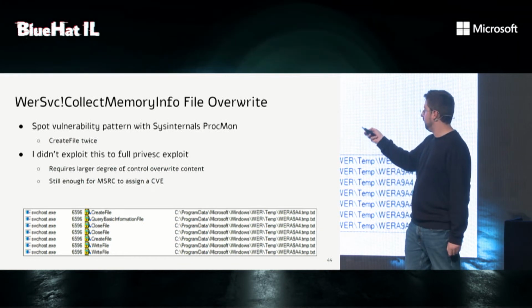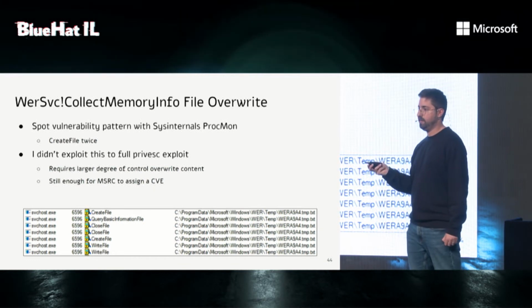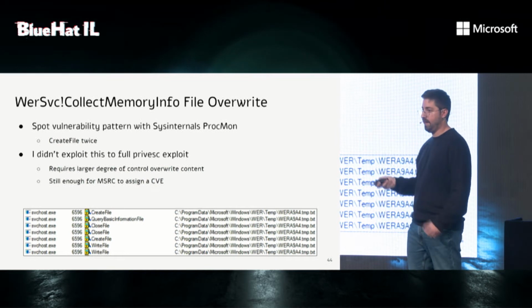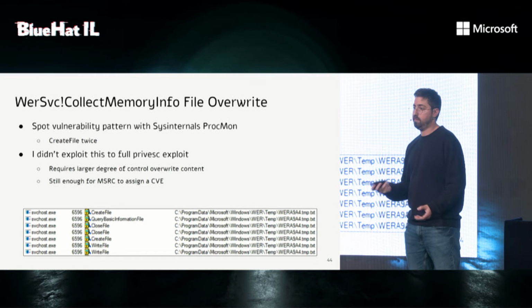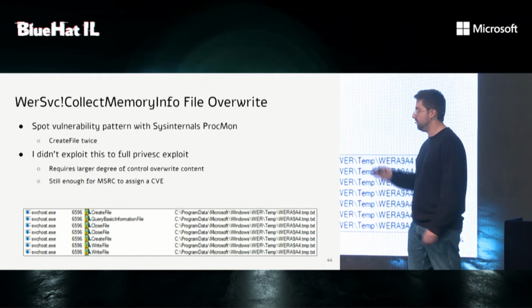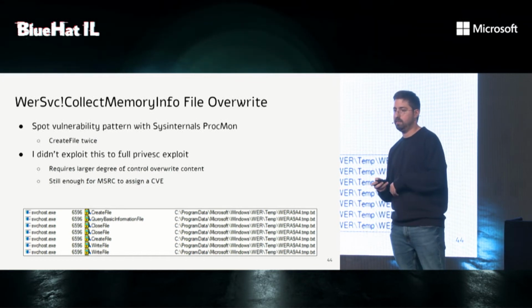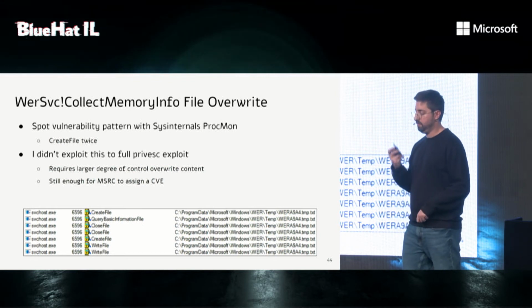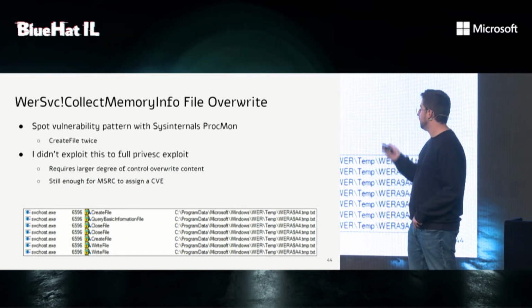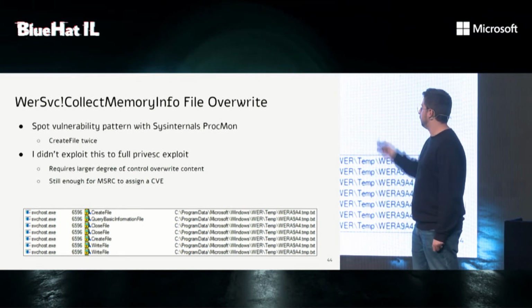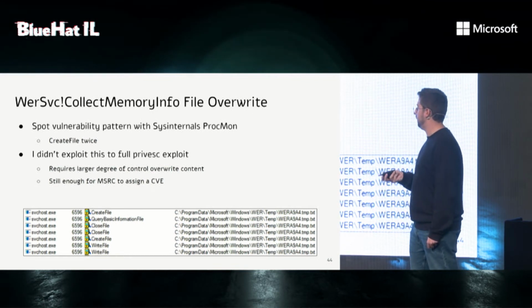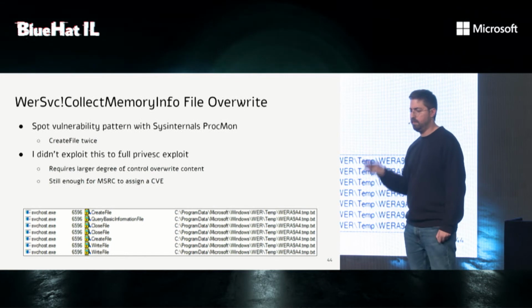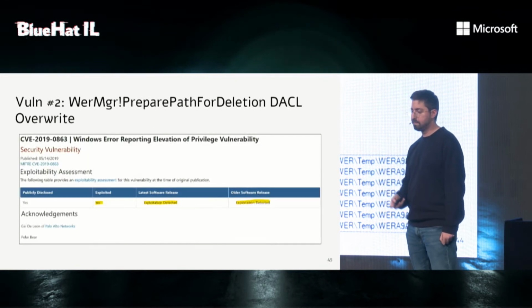Then I checked if a privileged process with no impersonation accesses files that I have write access to. That might be a good indication for a bug. Not necessarily, it depends what it actually does and if it checks if it's a link, but I think this is a good way to find these bugs. Finally, I never exploited this to full privilege escalation because it would require a greater degree of control over the file content. But this is still enough for MSRC to assign a CVE.